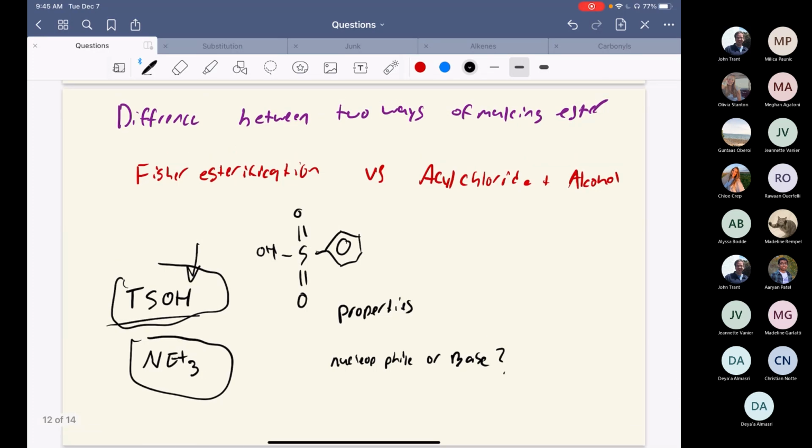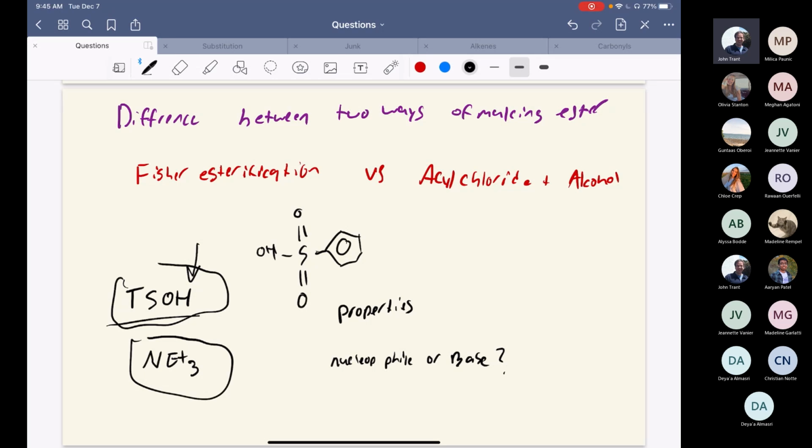Yeah. I guess the other one was the difference between making esters, Fischer esterification versus acyl chloride plus alcohol. Is there a difference between the two? It depends if you want to heat the crap out of something or not. Like Fischer esterification, you need to heat it up real hot with acid. Acid chloride and alcohol, you don't need to add any external acid.